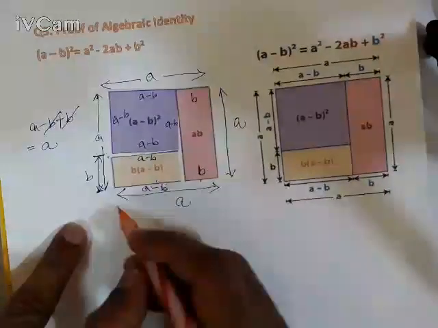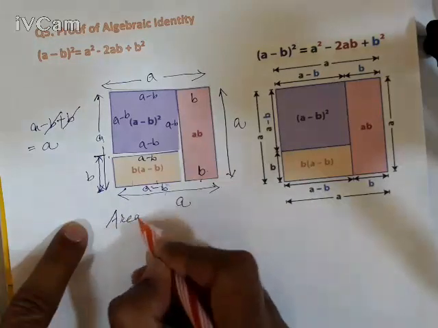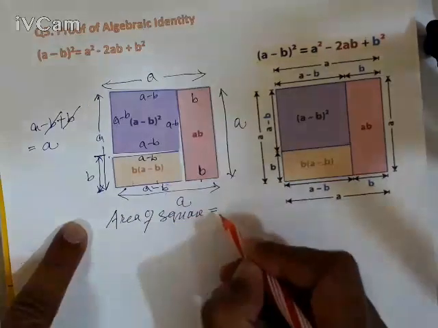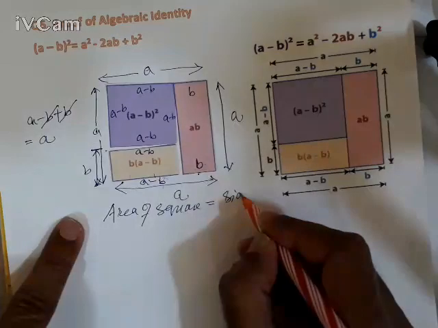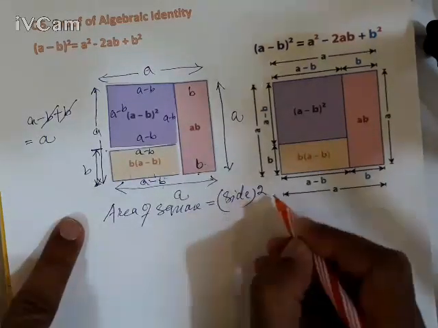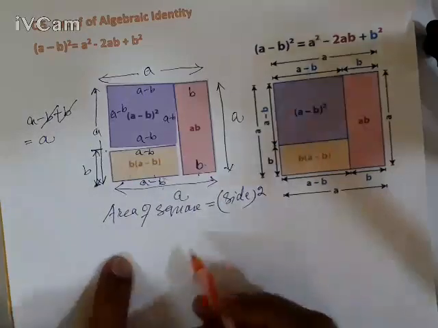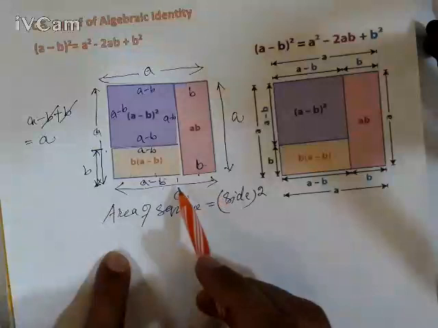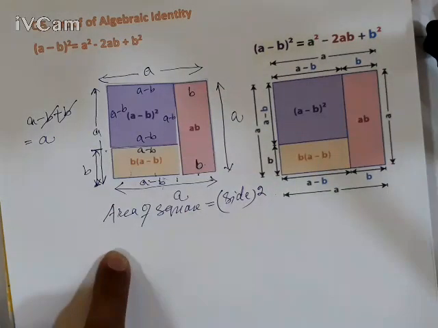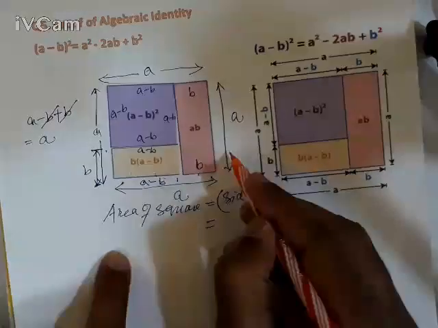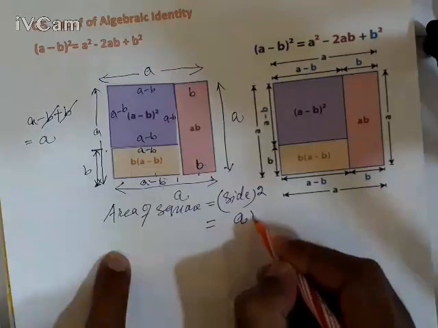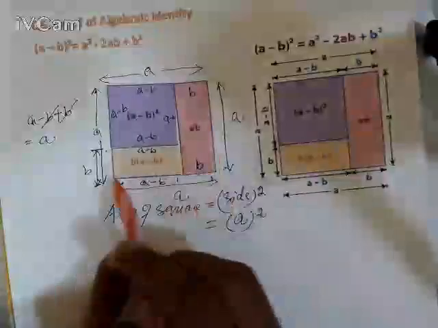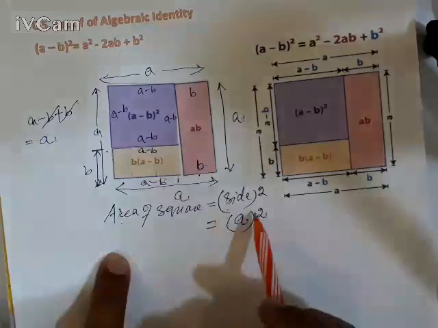Now as we know that the area of a square is equal to side squared. This is the formula of the area of a square, and we know that this complete shape is a square and all the sides of this square are a, so we will substitute over here. So the area of the square is equal to a squared.